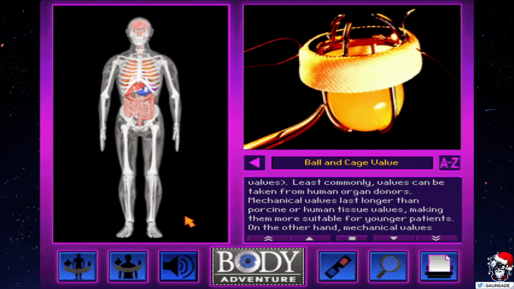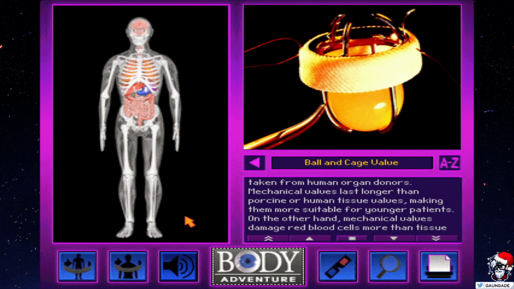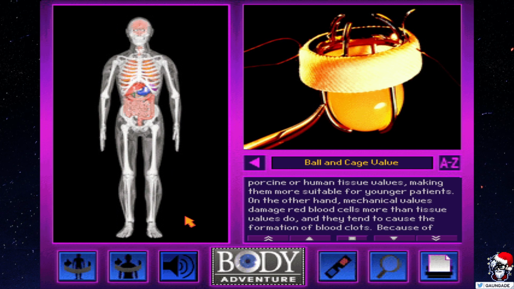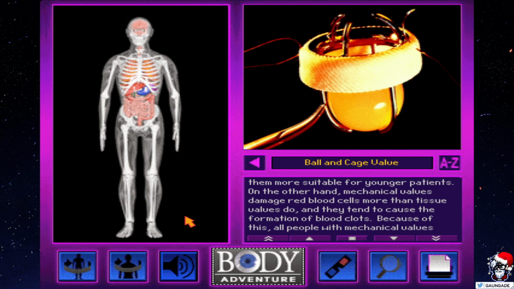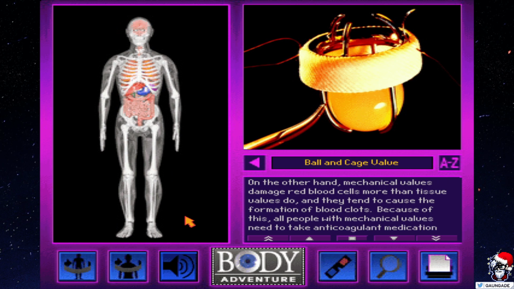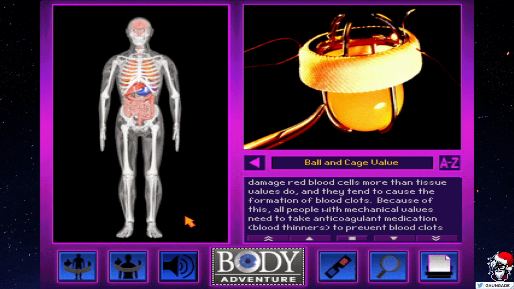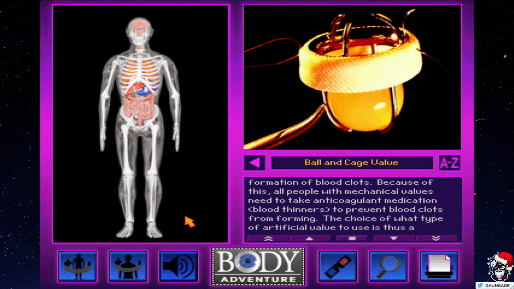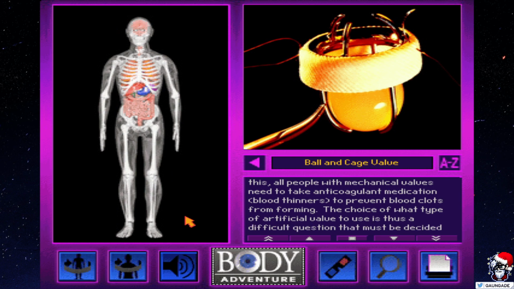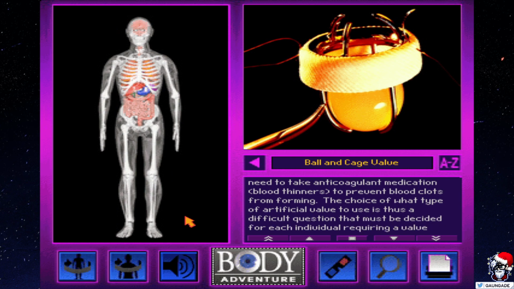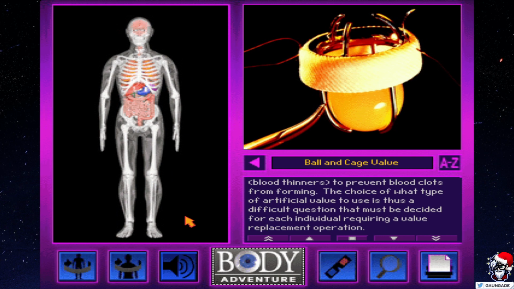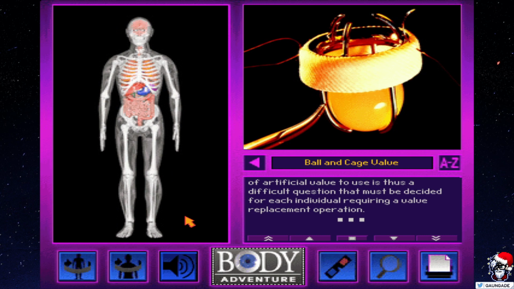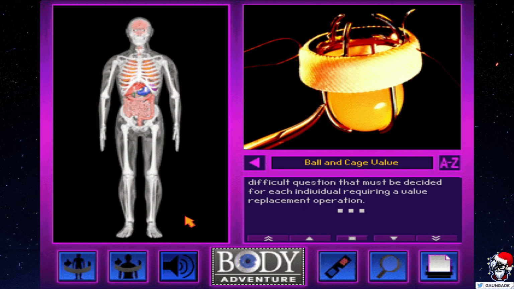Mechanical valves last longer than porcine or human tissue valves, making them more suitable for younger patients. On the other hand, mechanical valves damage red blood cells more than tissue valves do, and they tend to cause the formation of blood clots. Because of this, all people with mechanical valves need to take anticoagulant medication, blood thinners, to prevent blood clots from forming. The choice of what type of artificial valve to use is thus a difficult question that must be decided for each individual requiring a valve replacement operation.